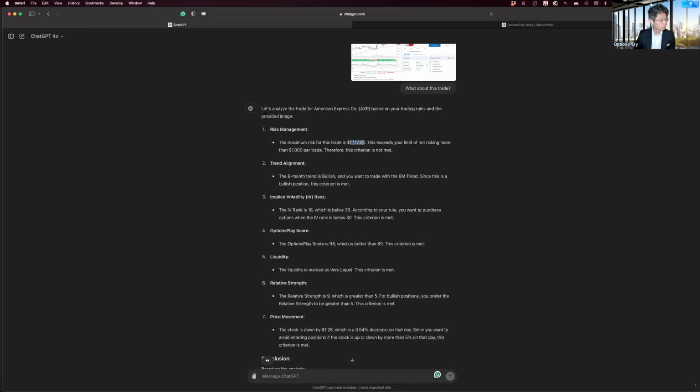Here I'm risking $1,117, but my maximum is $1,000. Maybe that's within a comfort level. It's only $100 more than my $1,000 limit. I'll accept that risk tolerance, so let me go ahead and place that trade. But maybe on other trades, it's a $5,000 risk, and I'll say, hey, I'm way outside of my range. This is not something I want to do.